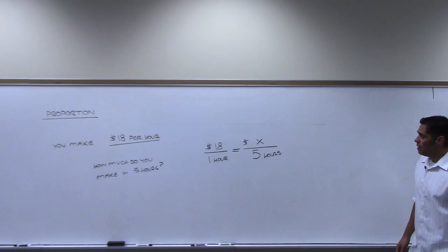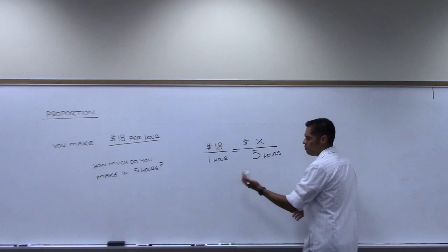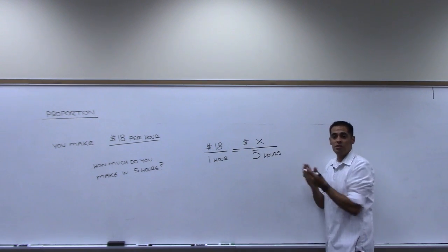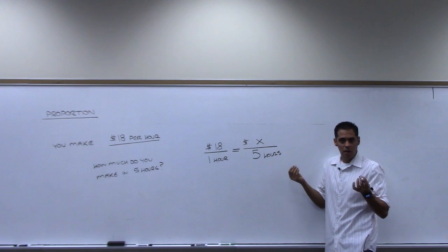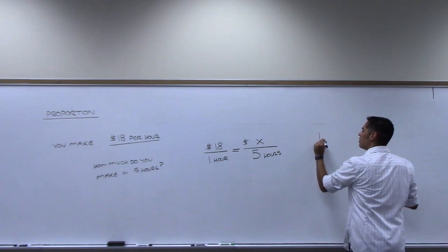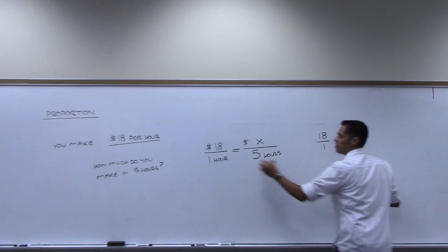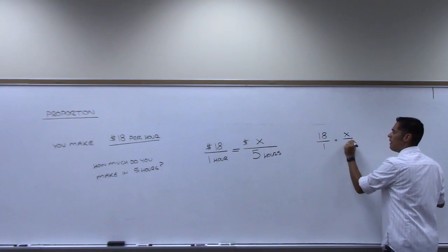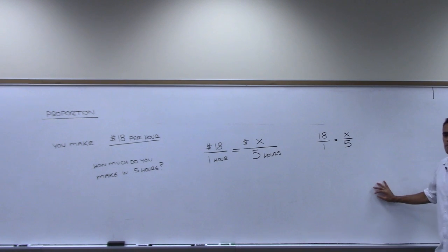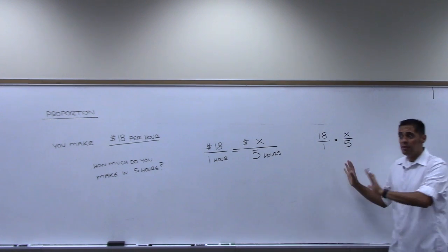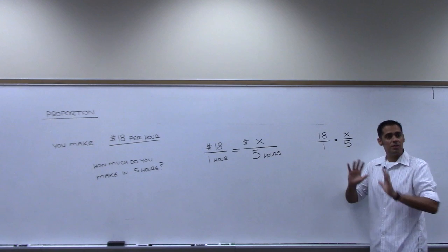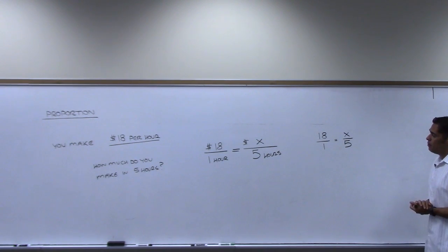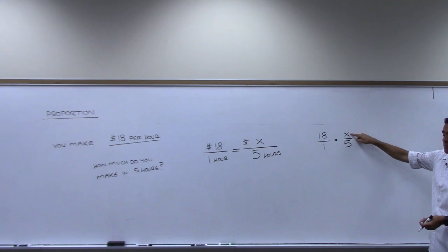Now, let's get rid of all the units. In other words, let's not concern ourselves with the hours and the money. Let's just keep in mind that our answer is going to be money, dollars. And I'm just going to rewrite this as 18 over 1, that's 18 divided by 1, equals x over 5. I know this seems more complicated, but trust me, it'll help us, hopefully, as we move into the harder problems. We are trying to find out what x is.